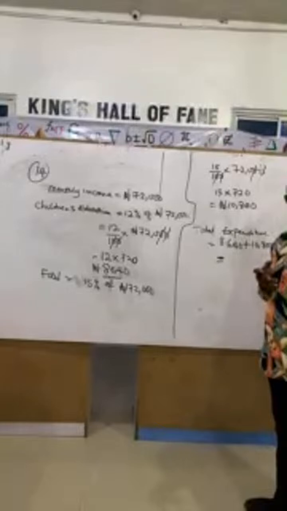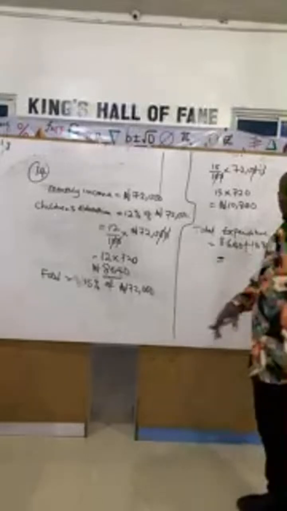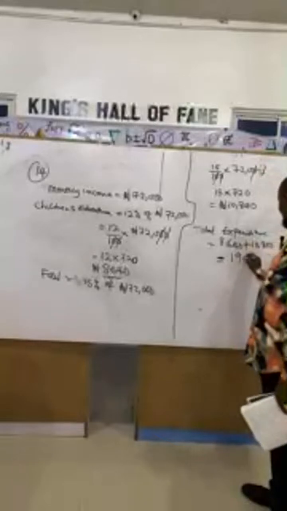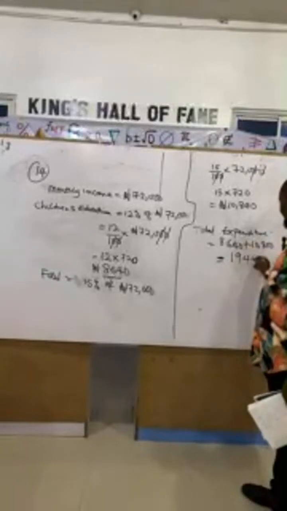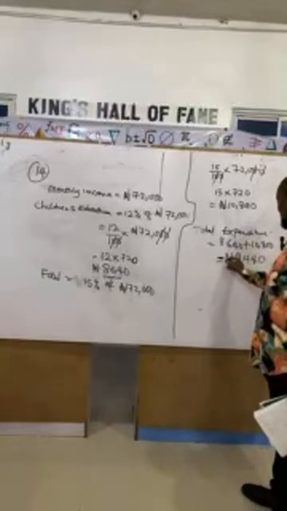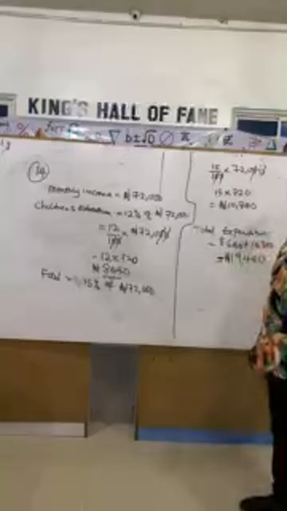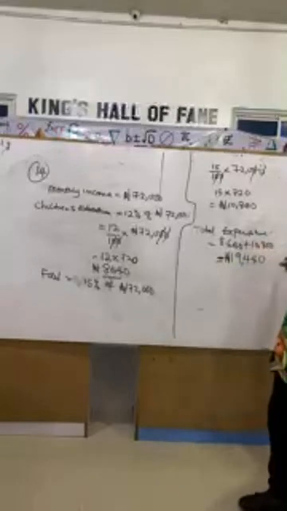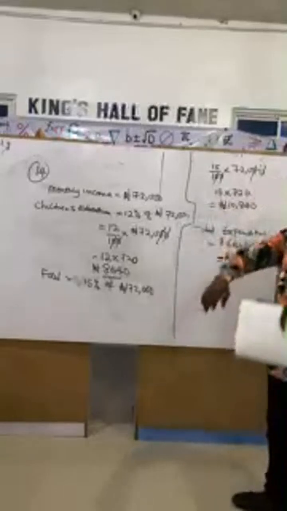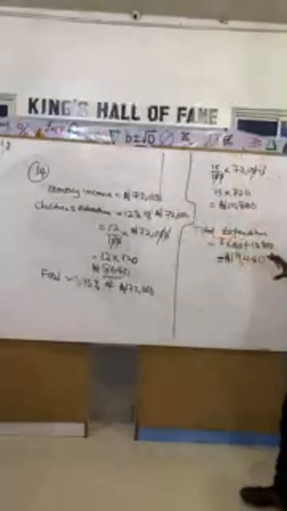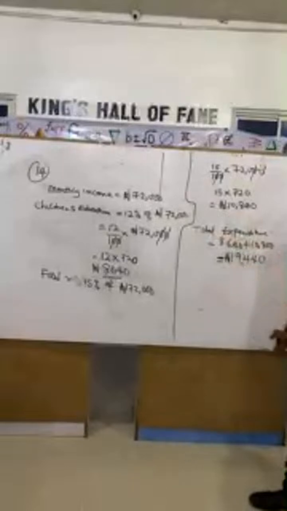Is that clear? So what's the answer? 19,440 naira. Don't forget to put the naira sign and put a comma, so the marker will understand it easily. This is total expenditure, so the money that is remaining is easy. Go back to the money you were given, subtract the money you spent, and the game is over.